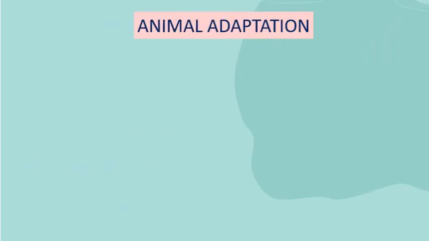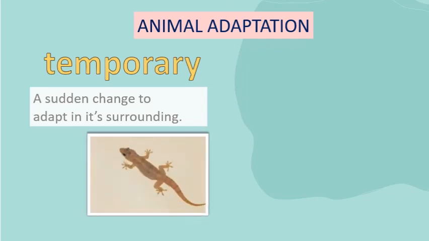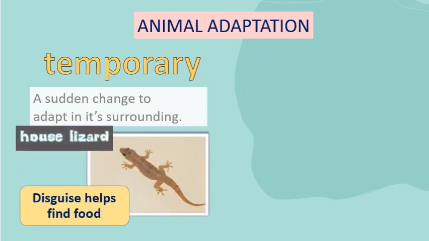There are two types of animal adaptation. First is temporary adaptation. This is a sudden change to adapt to its surroundings. A house lizard changes its color to match the wall it lives on.